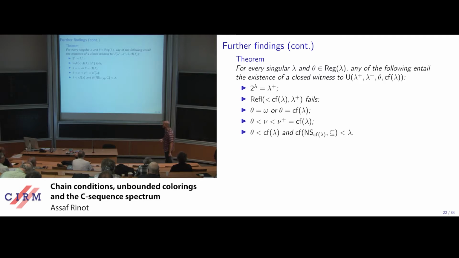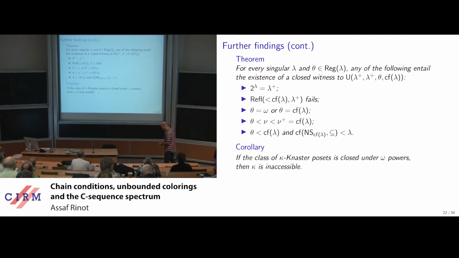The other assumption has to do with failure of simultaneous reflection. This is based off ideas of Todd Eisworth. He was addressing the usual question of negative partition relation for successor of singulars, and we use the same ideas to handle our variation. We can also handle some extreme cases like theta equal omega. We can just do it in ZFC, or theta equal cofinality of lambda. If our singular cardinal has a successor cofinality, then we can also handle colors below the predecessor of the successor. And assuming some cardinal arithmetic, we can also handle all of them up to the cofinality of lambda.